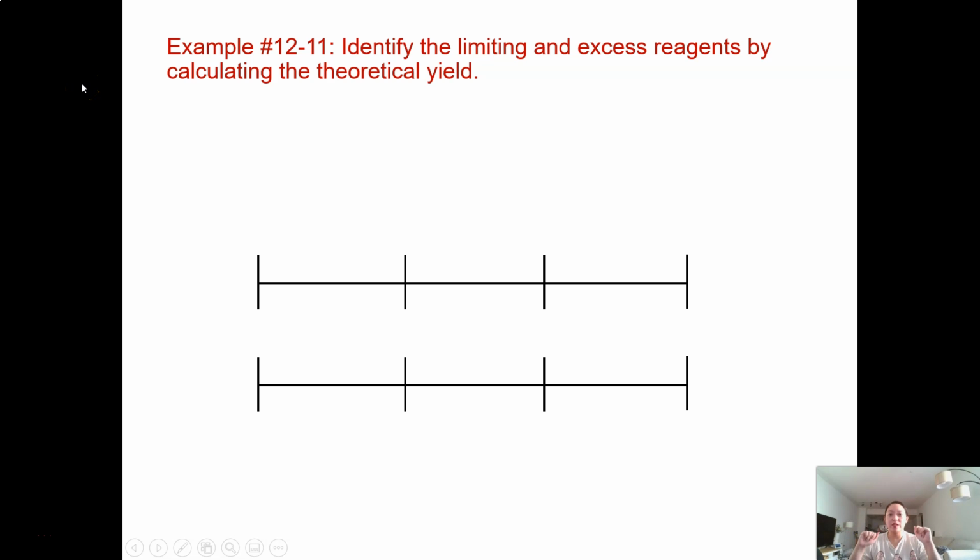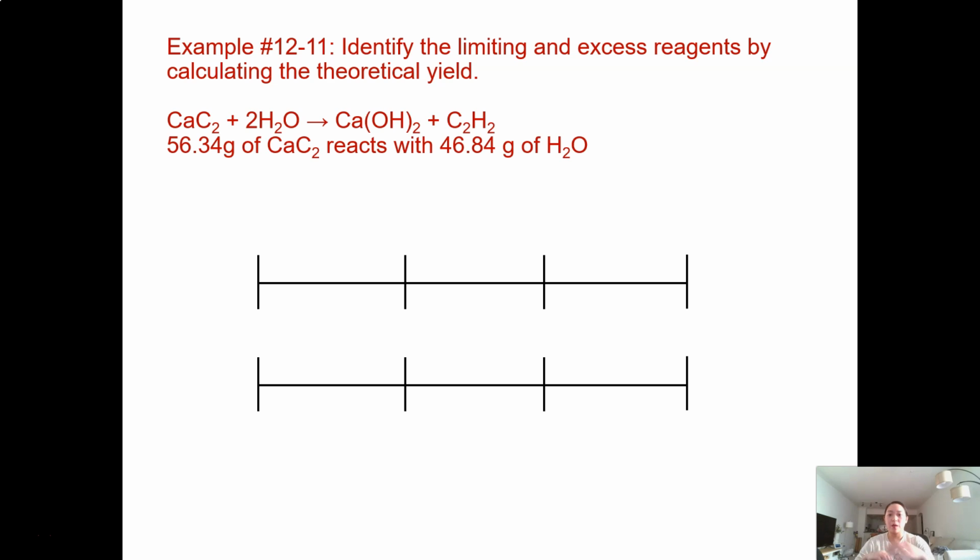Hi everyone, in this video I want to show you how to identify a limiting and excess reagent in a chemical reaction. So I have here my chemical reaction between calcium carbide and water to produce calcium hydroxide and carbon hydride. Now I was given 56.34 gram of calcium carbide and I want to react it with 46.84 gram of water.